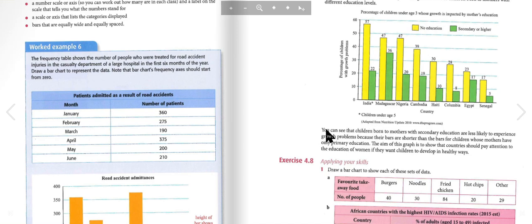You can see that children born to mothers with secondary education are less likely to experience growth problems because their bars are shorter than the bars for children whose mothers have only primary education. The aim of this graph is to show that countries should pay attention to the education of women if they want children to develop in healthy ways.